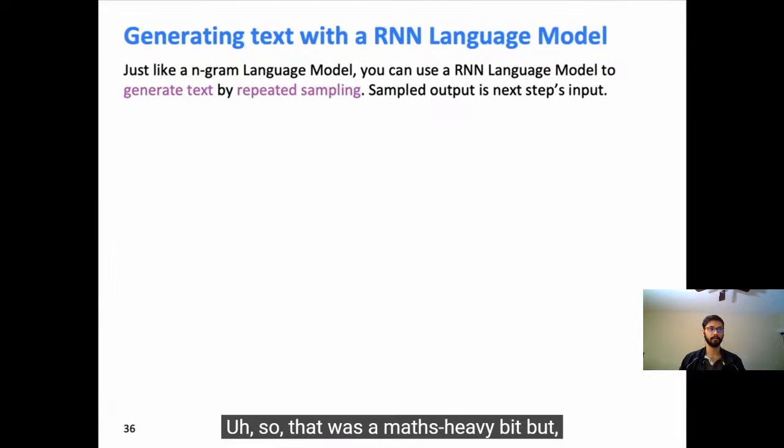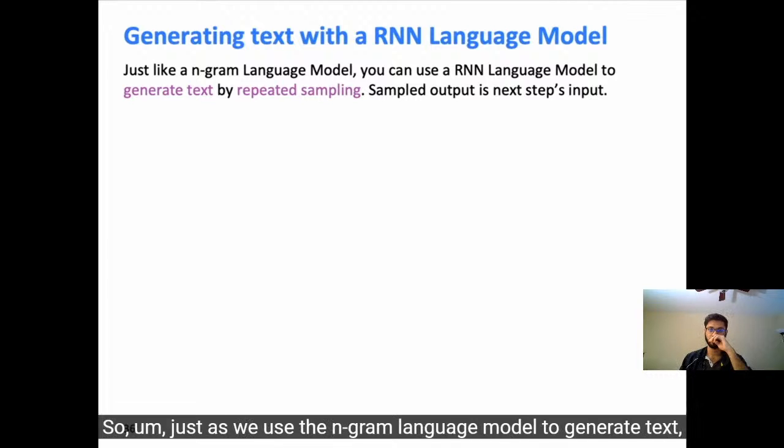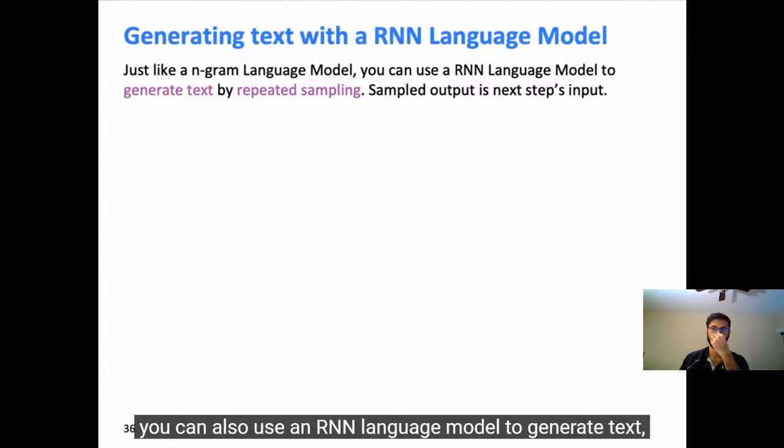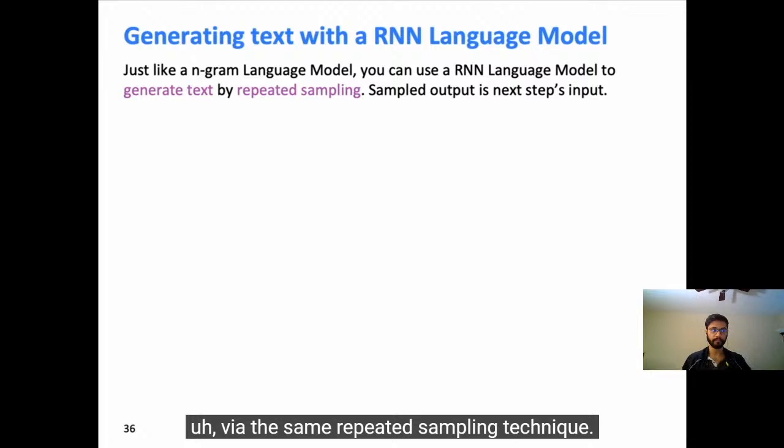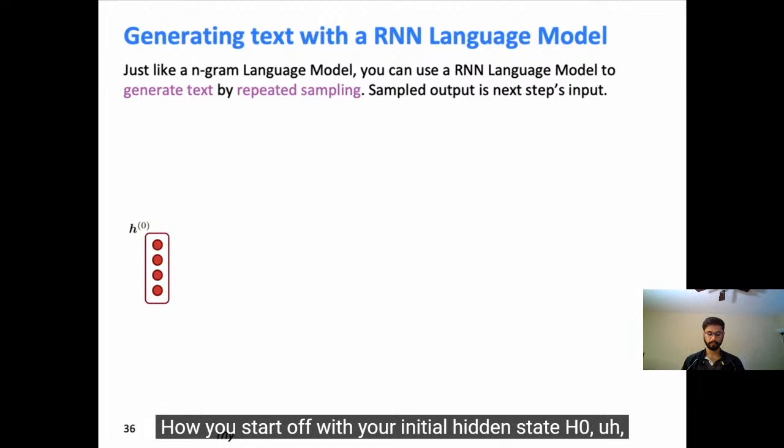So that was a maths heavy bit, but now we're getting on to text generation, which someone asked about earlier. So just as we use the n-gram language model to generate text, you can also use an RNN language model to generate text via the same repeated sampling technique. So here's a picture of how that would work. You start off with your initial hidden state h0, which we have either as a parameter of the model or we initialize it to 0 or something like that.